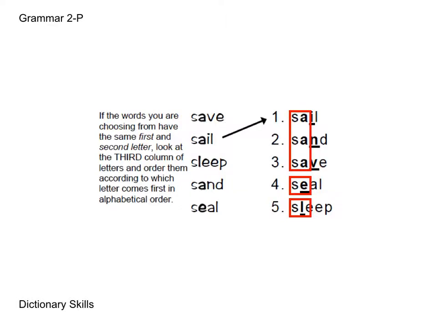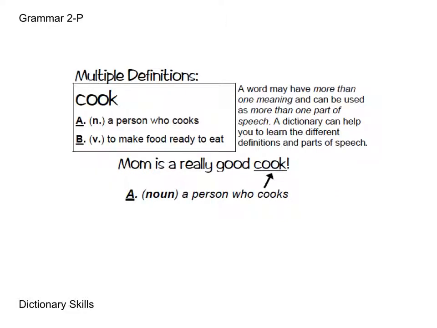One other part of the dictionary that can be useful is multiple definitions. This means that one word could have more than one meaning, and it could also have more than one part of speech. So you can use the dictionary to not only look up definitions, but also the parts of speech of words if you're not really sure how to use a word that is presented to you.